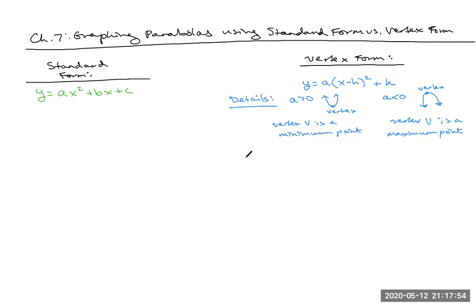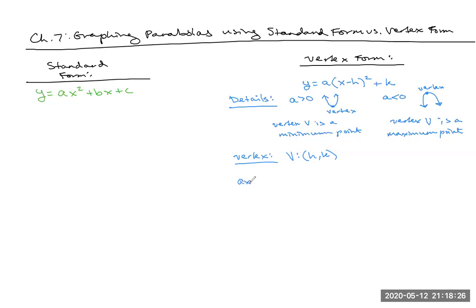Okay, that's one thing. Secondly, your vertex location is going to be (h, k). So when you get your standard form, like if you started with standard form and you moved into vertex form, which we'll talk about, then you could find your vertex just by looking at h and k, right?